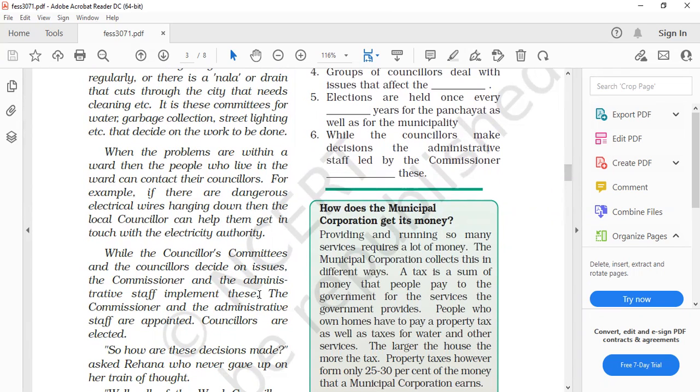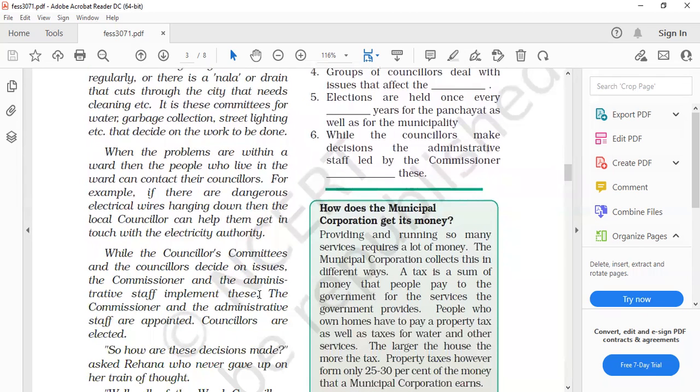So your answer will be that the ward councillor, when the problems are within a ward, then the people who live in the ward can contact their councillors. For example, you can give that example. And in the next paragraph you will write, while the councillor committee and the councillor decide on issues, the commissioners and the administrative staff implement this. This is your complete answer.